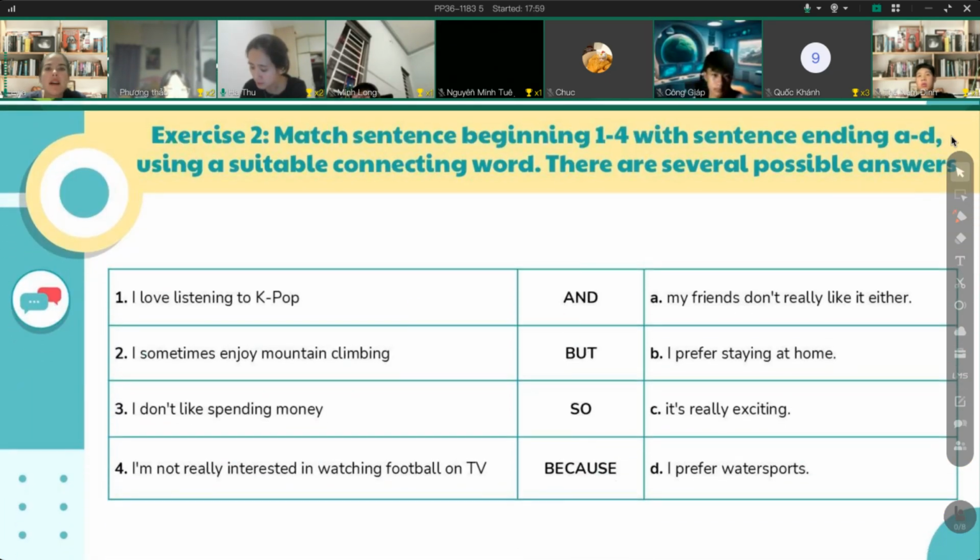Let's have a look at exercise 2. Match sentence beginning 1 to 4 with sentence ending A to D, using a suitable connecting word. There are several possible answers. So you're going to connect sentences 1 to 4 with A to D, and then choose the words in the middle to connect those two phrases correctly. This can happen when we are answering questions in the test, and you need to link two sentences or phrases together. I will give you a minute to do it individually, and then I will link you with a friend to talk through your answers. Okay.